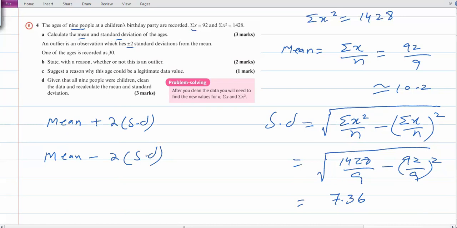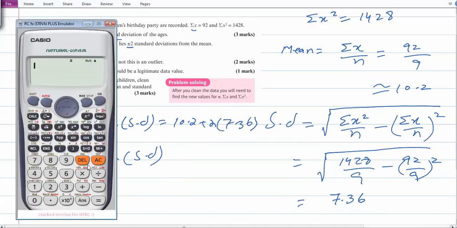One of the ages is recorded as 30. State with the reason whether or not this is an outlier. So you have to check whether 30 is an outlier or not. First of all, calculate these two limits, then you will be able to decide. The mean is 10.2 plus 2 times 7.36. What will this value be? That is 24.92.